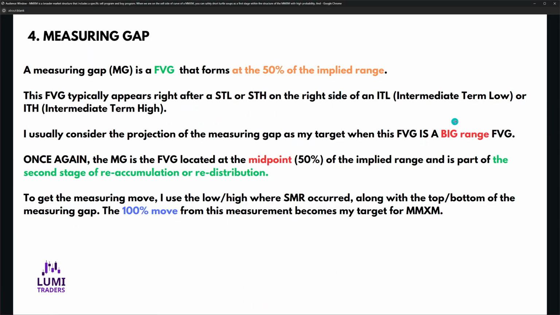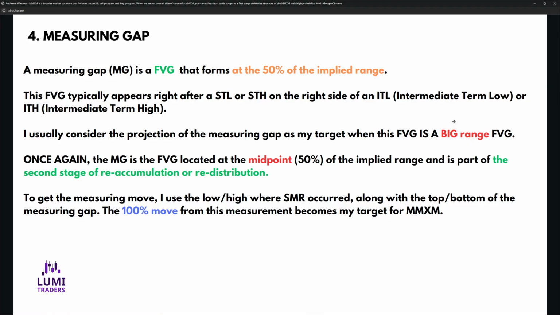And last one for today, measuring gap. A measuring gap is the fair value gap that forms at the middle, at the 50% of implied range. This fair value gap typically appears right after a short-term low or short-term high on the right side of an intermediate-term low. I usually consider projection of this measuring gap as my target for when this fair value gap is a big range fair value gap.